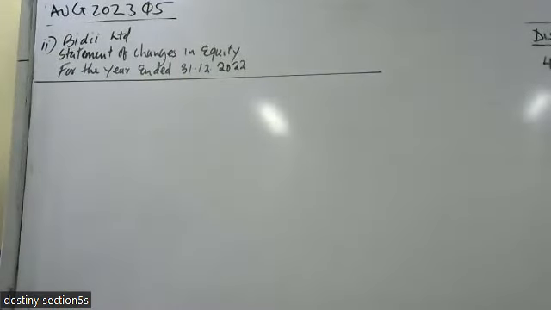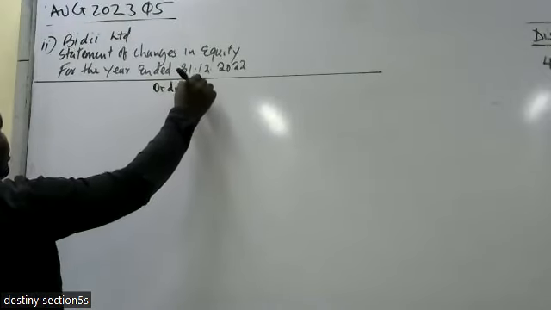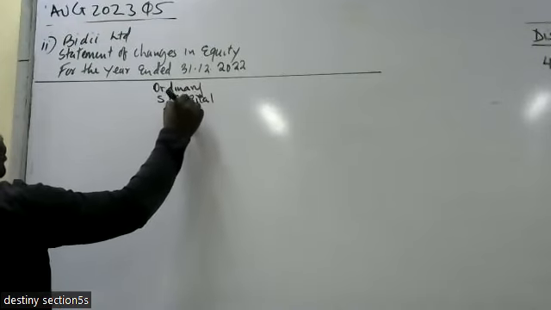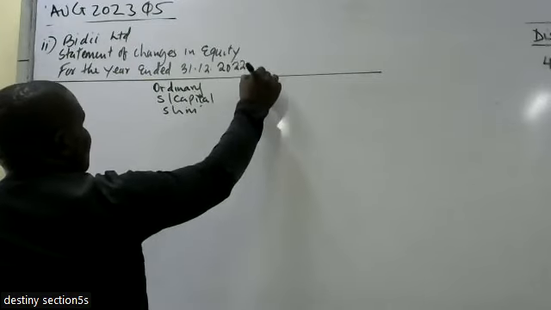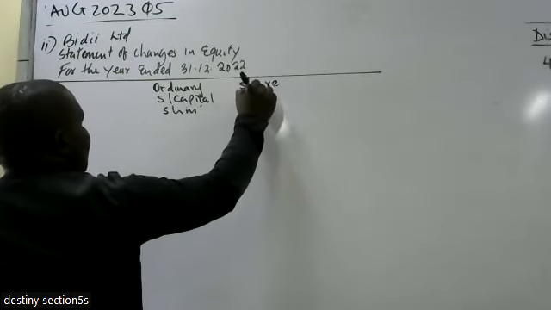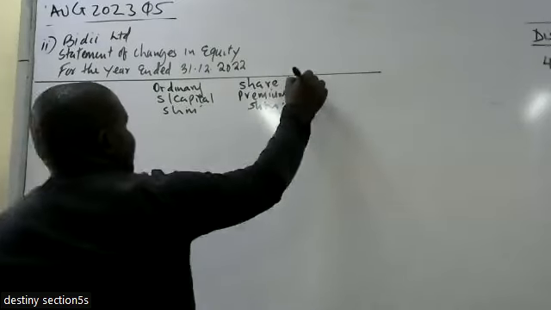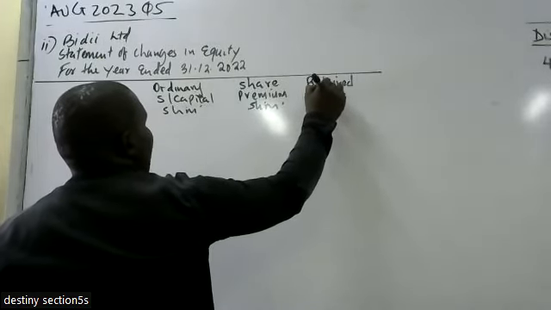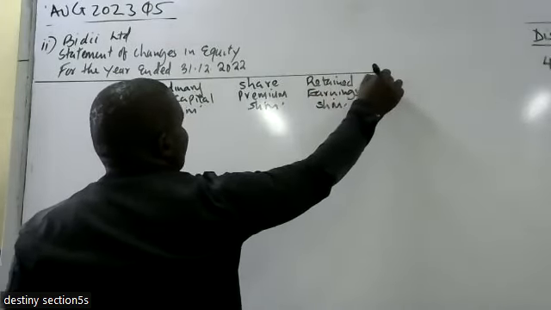So the statement of changes in equity, I think in the question, ordinary share capital was there. Ordinary share capital. Share premium, yes. So share premium, retained earnings, then total.